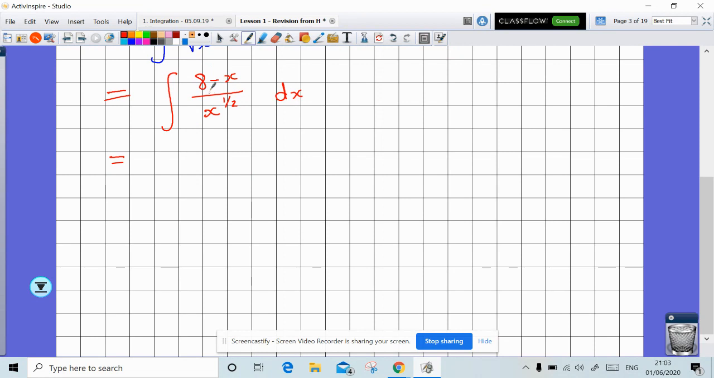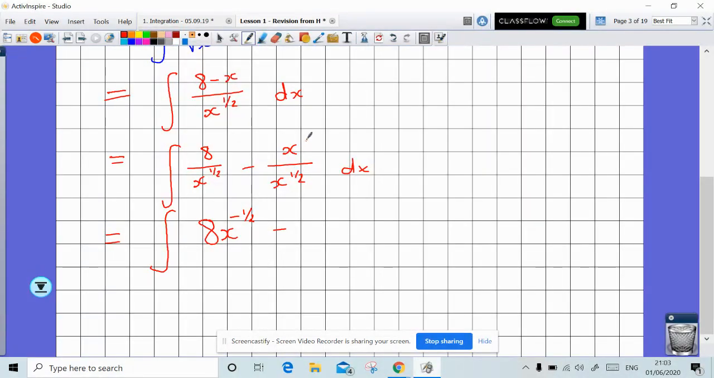What we can do is separate this into 2 separate fractions with the same denominator, of course. So I can have 8 over x to the half minus x over x to the half, dx. These are still not ready for integration, but we can use the National 5 rules of indices and bring this x to the half up to the top. Remember, if you do that, it changes the sign of the power. So I still keep my integration sign. If I bring this x to the half up, that's just going to become x to the negative half.